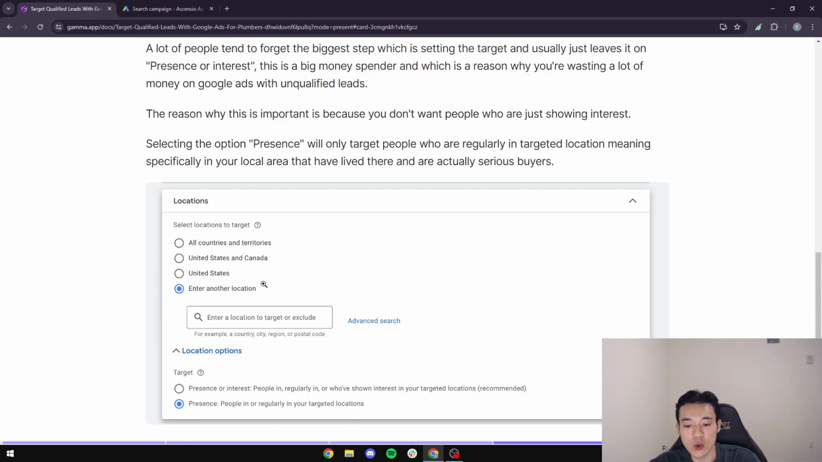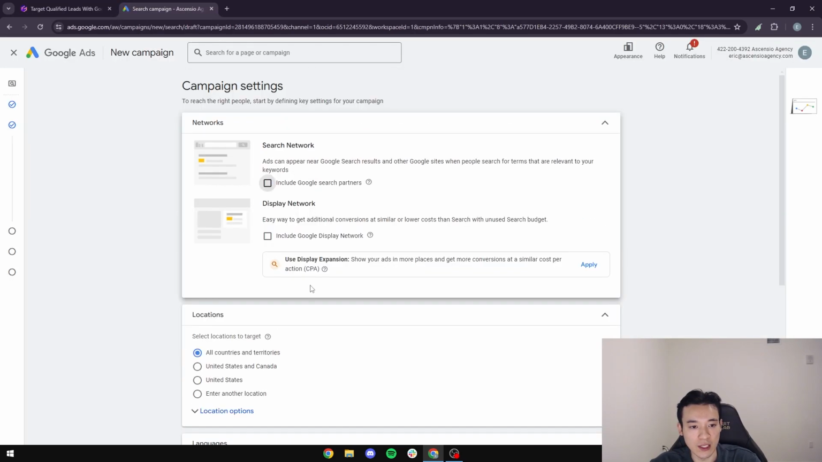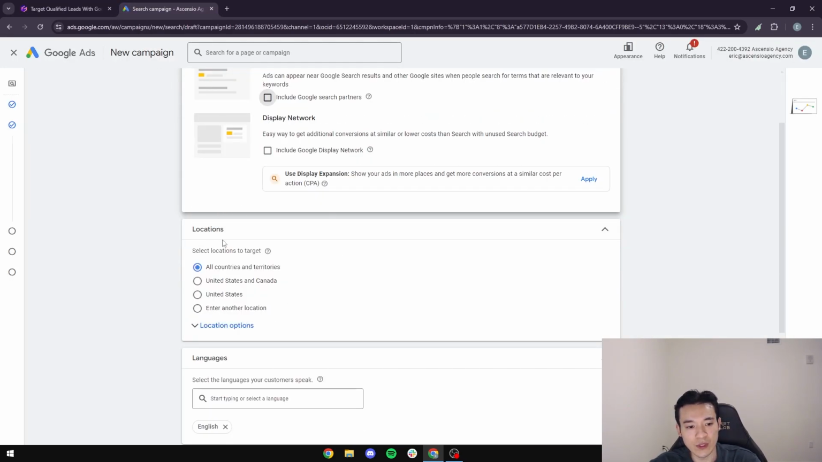So now we're going to go into the Google Ads campaign structure here. All right, as you can see, we're selecting the location. You don't want to select United States.